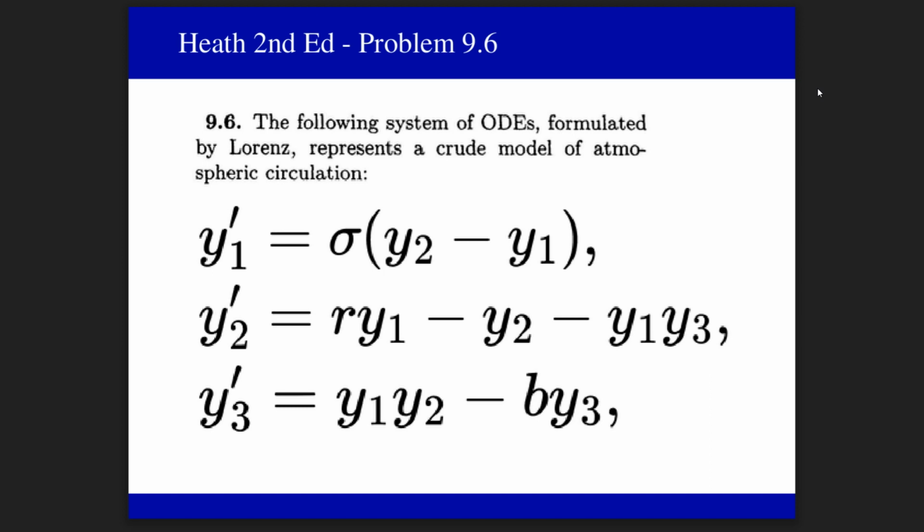The following system of ODEs, which is problem 9.6 formulated by Lorenz, represents a crude model of atmospheric circulation. We have 3 equations here. y1 prime is given by sigma times (y2 minus y1). Then y2 prime is rho times y1 minus y2 minus y1 multiplied by y3. And then y3 prime is y1 times y2 minus beta times y3.